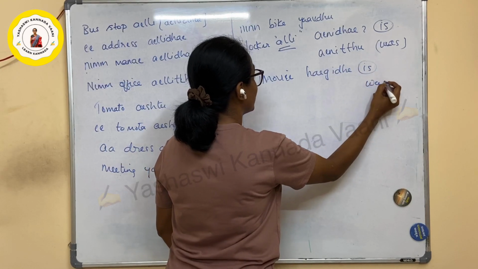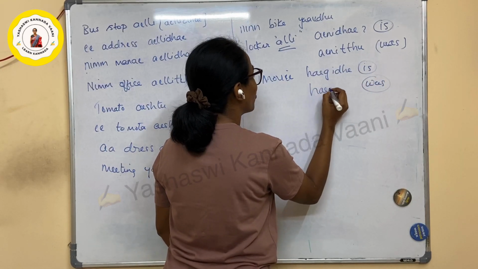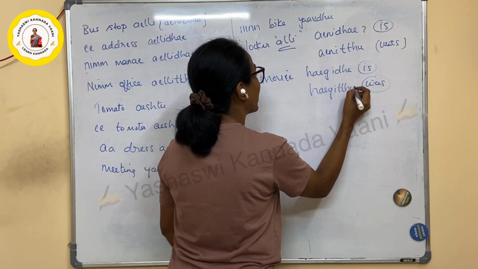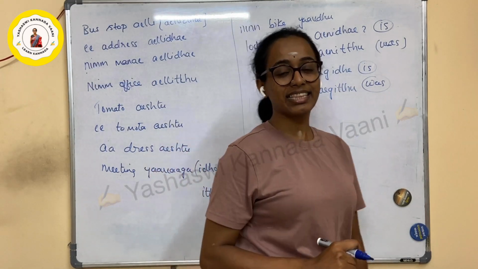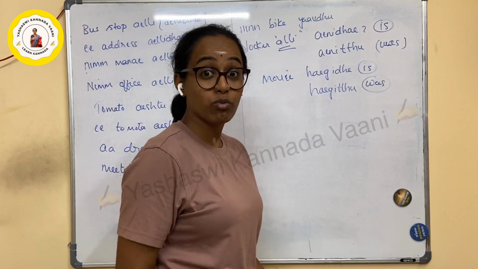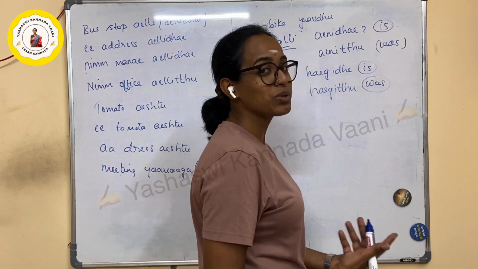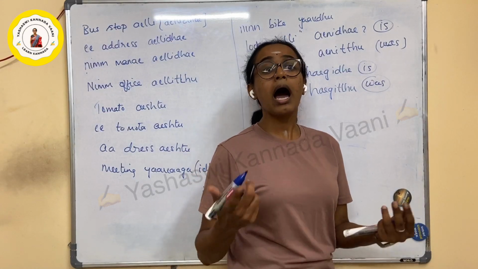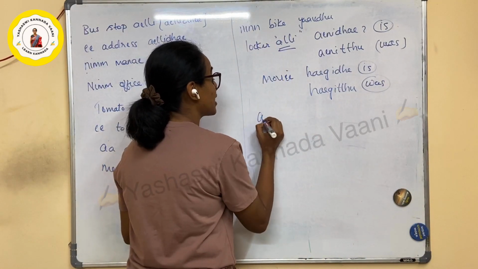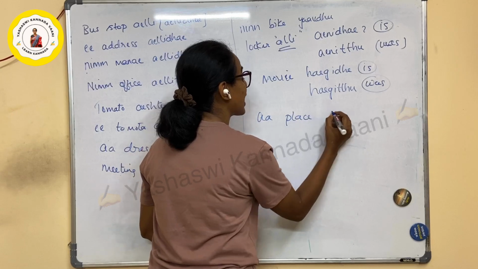Now if I want to use it as a was, perfect. Movie hegittu. Hegittu. It's not a ta, it's a tta. Hegittu. How was the movie? Movie hegittu. Comfortable? So this is how you have to use it. Movie hegide, movie hegittu. Our place hegide. How was that place? Our place hegittu.